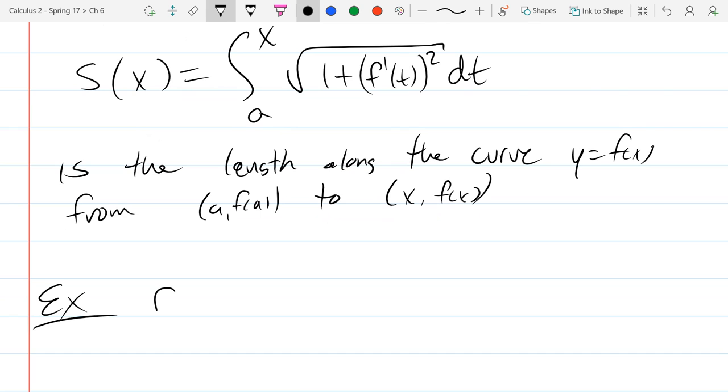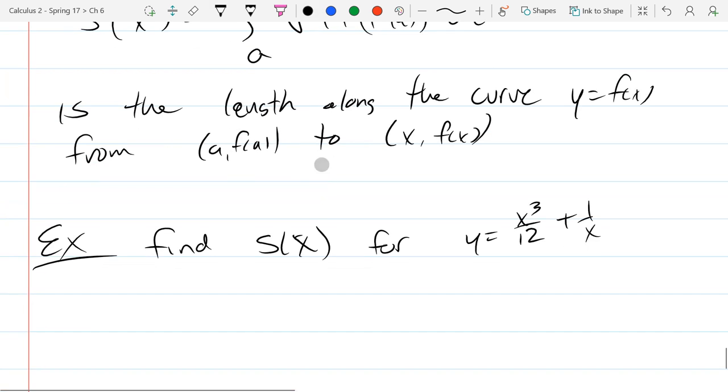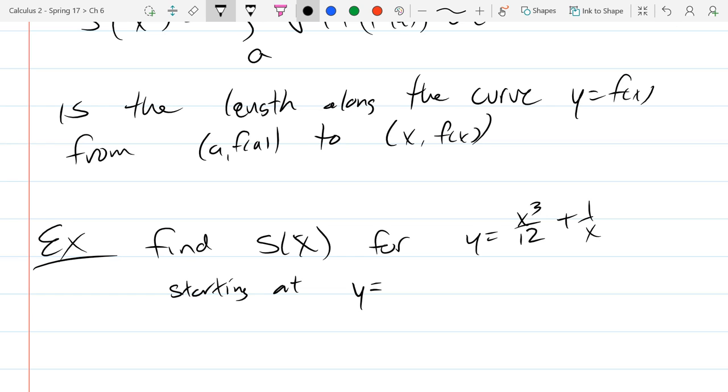So we'll do one example. Find the differential formula for arc length, or we can just write s of x, for y equals x cubed over 12 plus 1 over x, starting at, all right, this is a point. So we're going to start here and then we'll go up to x.